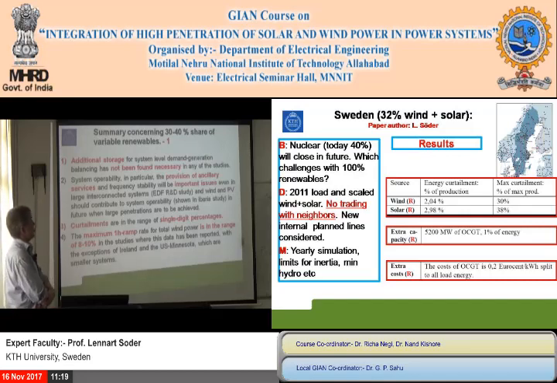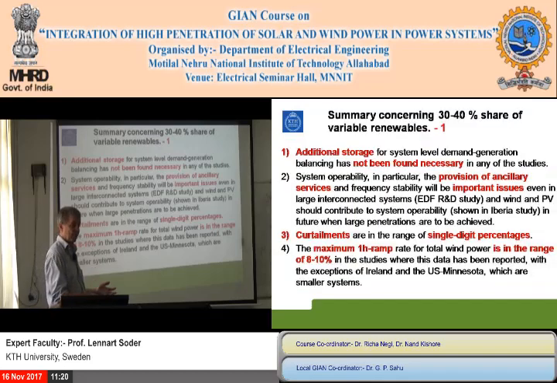Additional storage for system-level demand generation balancing has not been found necessary in any of these studies. Everyone is talking about storage being needed, but up to this 30-40%, we have not found in any of these studies that it's needed. The problem is that people working with batteries often say that when we have more solar and wind power, of course we will need batteries. Yes, I know, but remember there is other kind of storage in the power system.